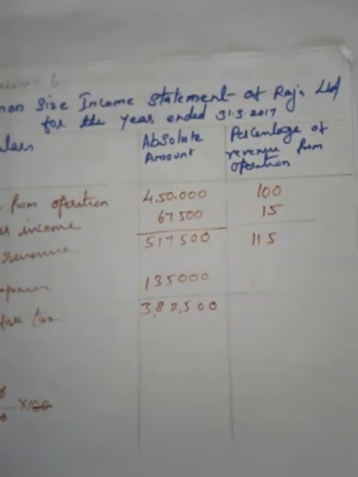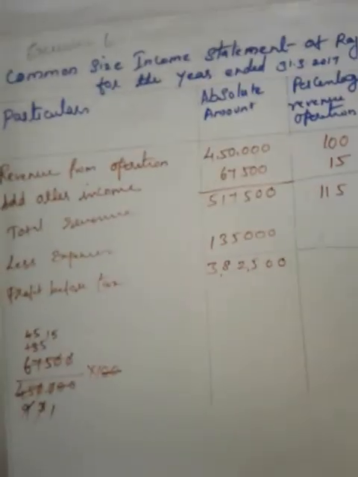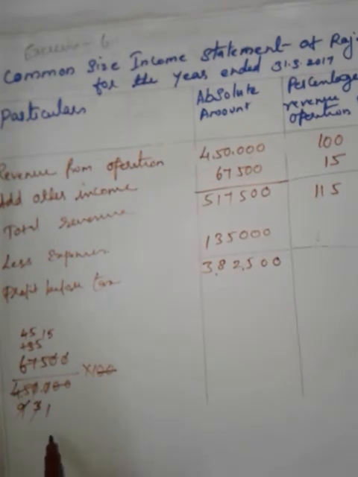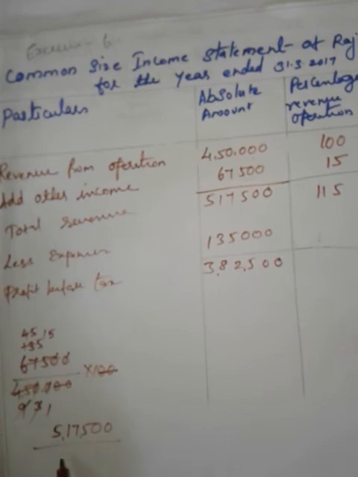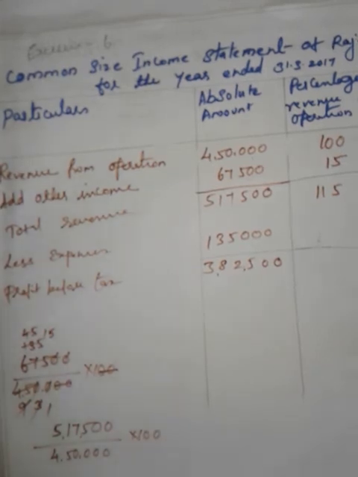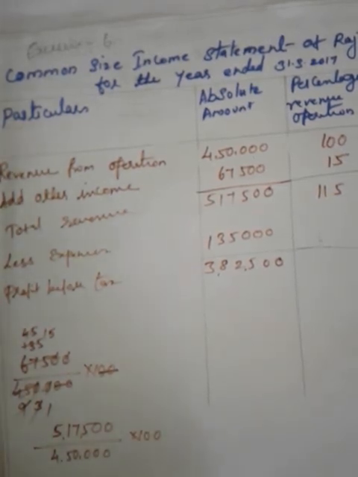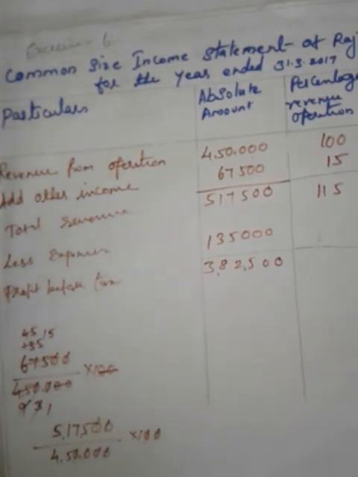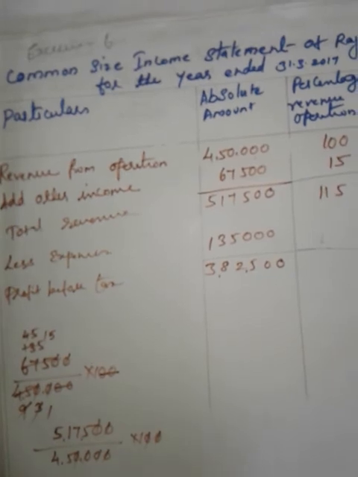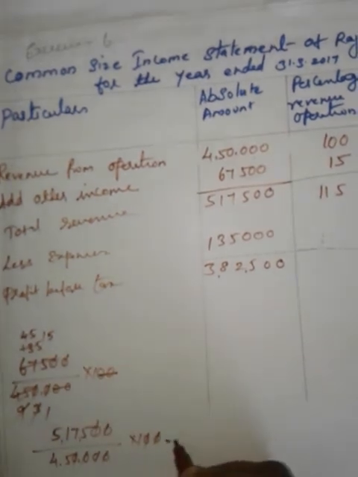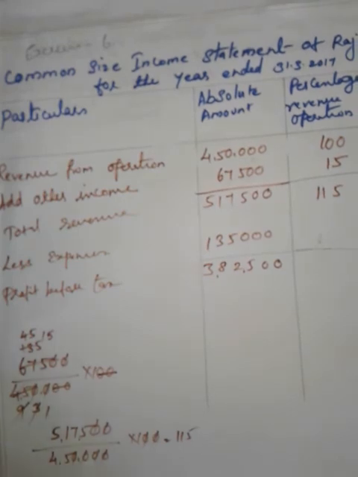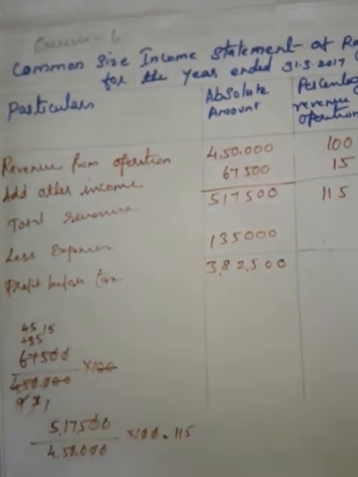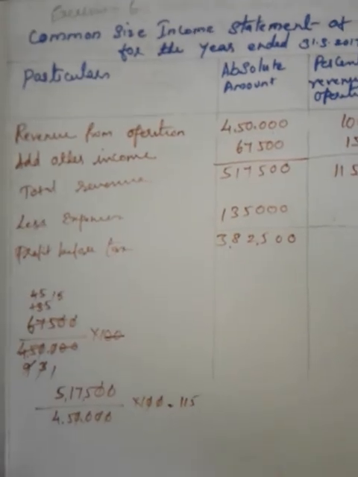Otherwise we can do like this also. We can take 5 lakhs 17,500 divided by 4 lakhs 50,000 into 100. You can do like this also. 45 times. Then the answer will be 115. Can you follow me? We can do like this also.